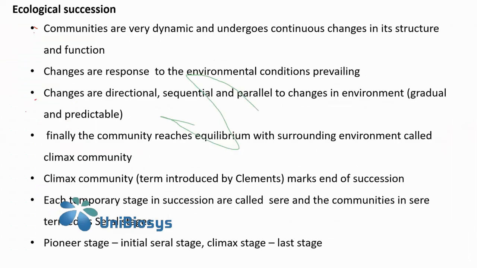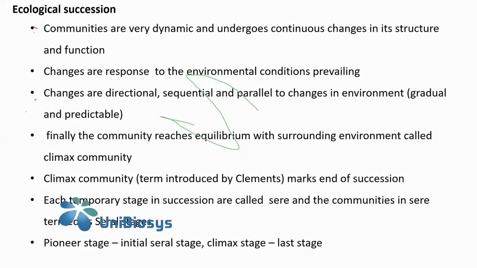So the communities are very dynamic and they are continuously undergoing changes in structure and function, as I told you, according to the environmental conditions prevailing there. And these changes are directional, sequential. Why am I saying sequential? From the name itself, ecological succession, it is happening successively, one after the other. These are parallel to the changes in the environment. Like when a flood or drought happens, parallel to this we can see some changes in the community structure in that place, isn't it?